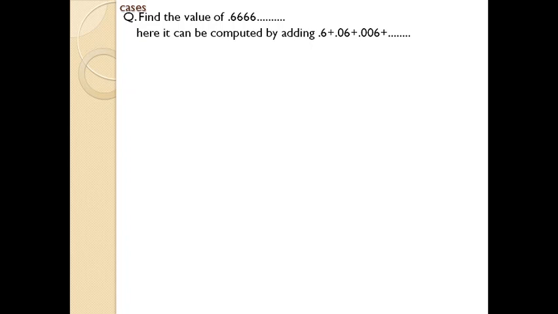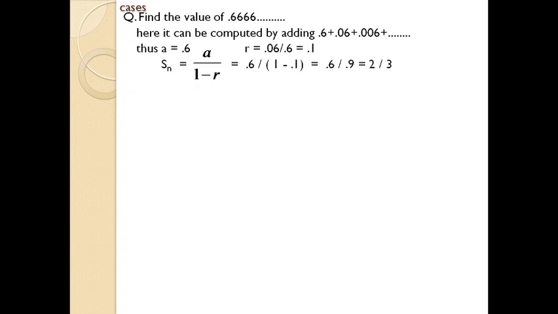So from the analysis, we found that here A is 0.6 and R is 0.06 divided by 0.6 equal to 0.1. By substituting the same in the infinite equation in geometric progression, where the scenario is an infinite situation, the sum is equal to A divided by 1 minus R.